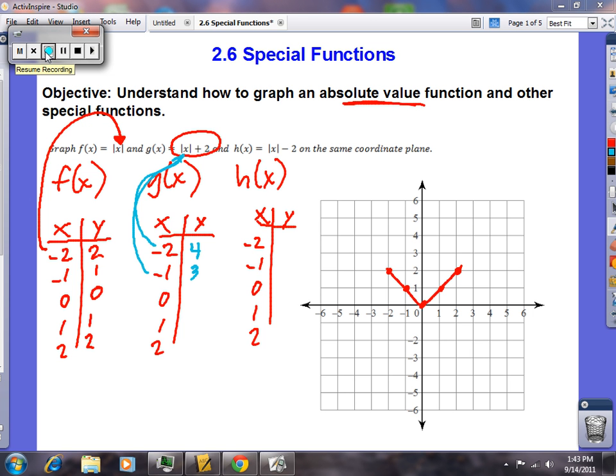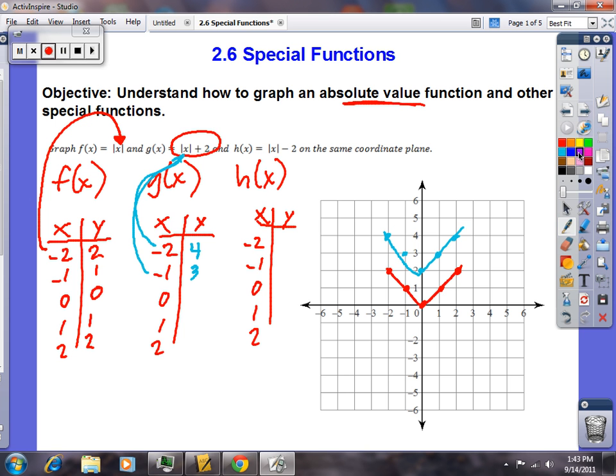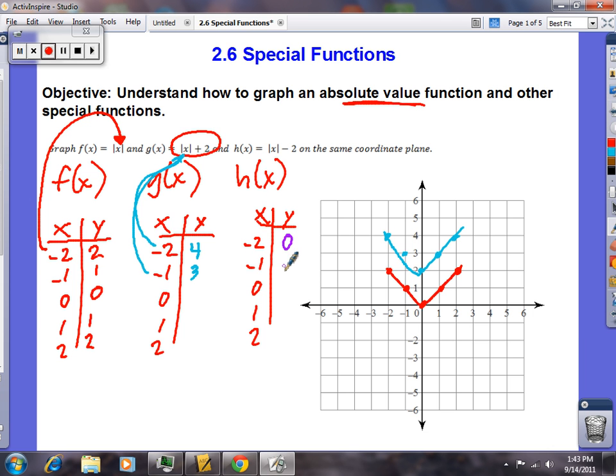So they're all the same, but they're in different spots. This one looks like this. Your g of x should look like this, and then your very last one. What was your table? Fill in the table real quick. Well, -2 is x. What's y? 0. -1. -2. -1. 0. So -2, 0. Does it look like this?